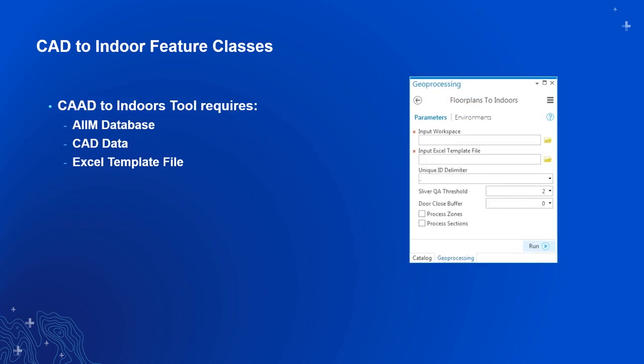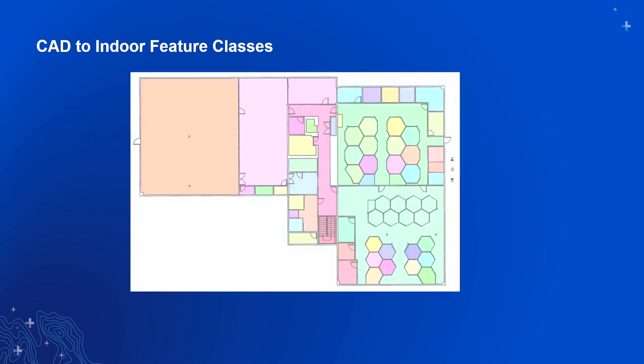So what does the tool require? This is what the tool looks like. It's not that menacing. You put in your input workspace, which is your AIM database that we just showed you a second ago. Your CAD data, I'm kind of misspeaking, the Excel template will point to where your CAD is living. The Excel template file is basically an Excel sheet that is organized, and you tell the tool, this is what doors are, this is what walls are, and this is where our files are living, go work on it, right? So it spits out something like this, an actual feature class with this AIM schema baked into it.